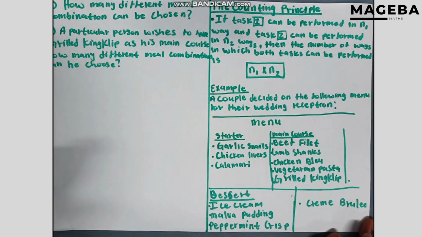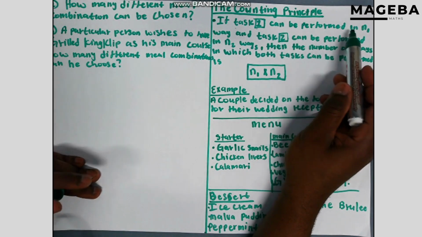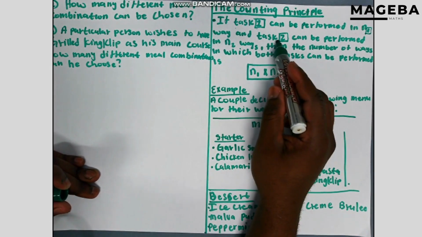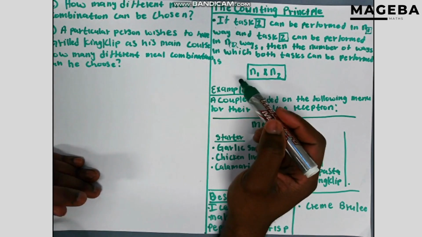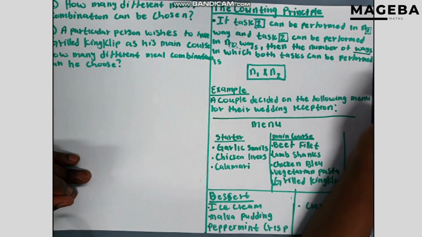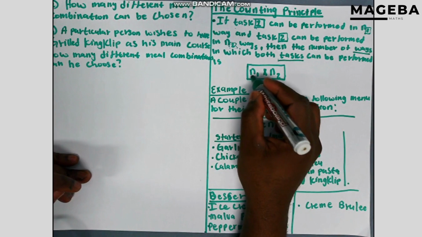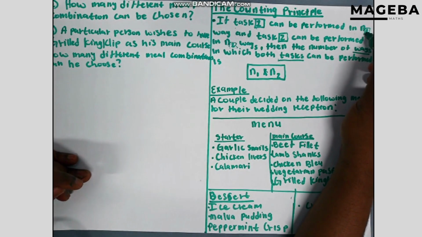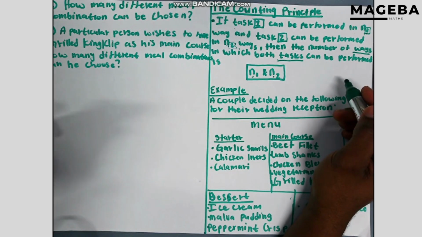The counting principle says that if one task can be performed in n1 ways, and task 2 can be performed in n2 ways, then the number of ways in which both tasks can be performed is n1 times n2. So you multiply the number of ways of task 1 and task 2, and that gives you the number of ways of performing them.